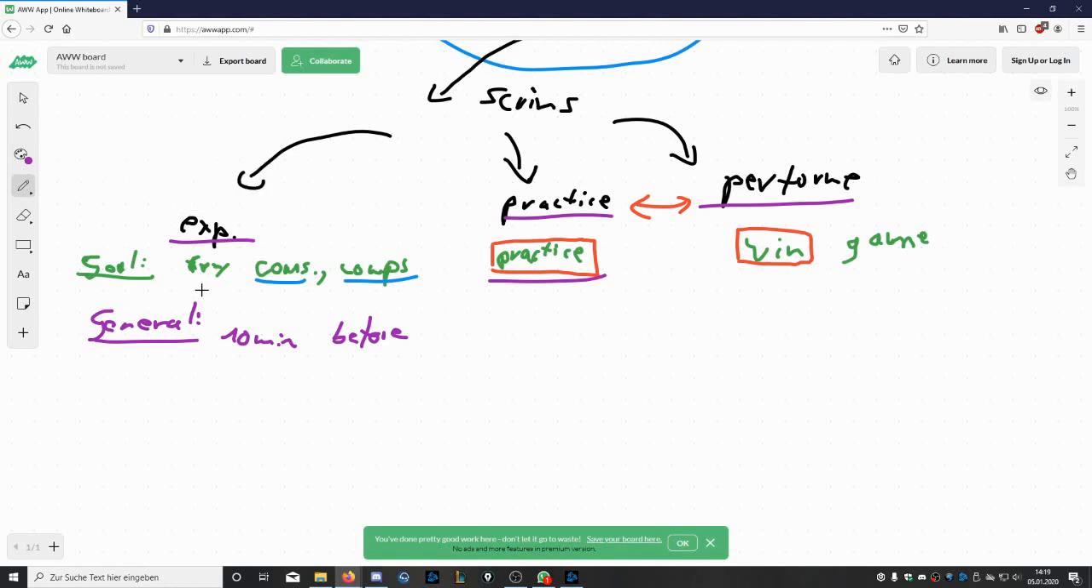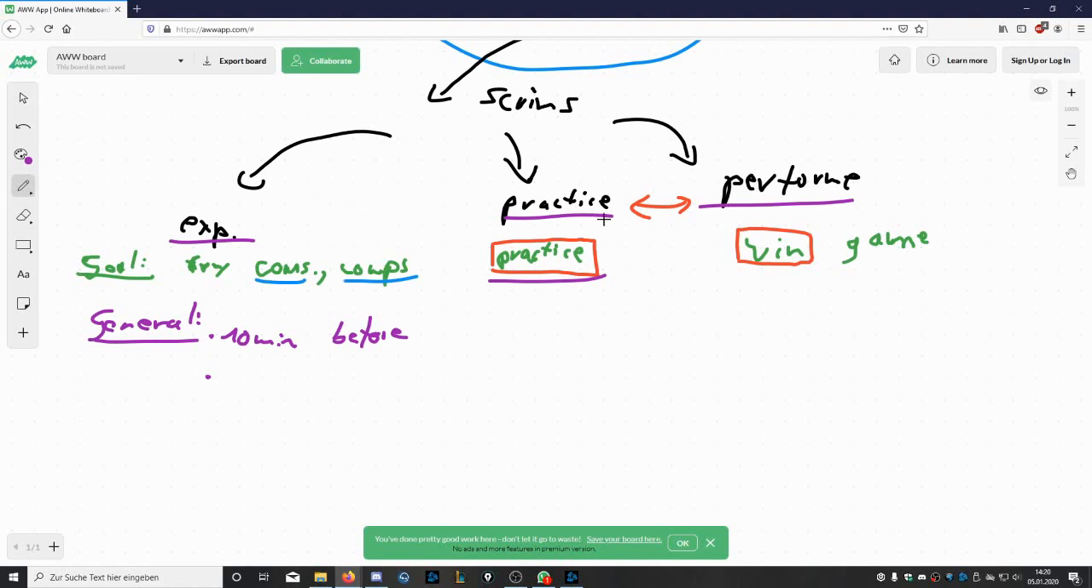Then in the scrim, it depends. In the experimental scrim, I think you as a coach can be very active. You can talk between the maps and give some ideas to the players and see if they adapt to this or if they want to try something else out. I think here you can really be vocal.